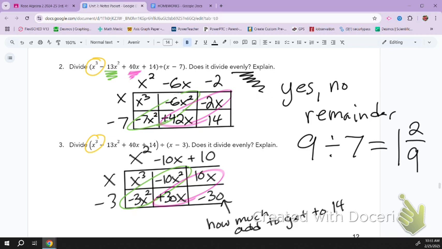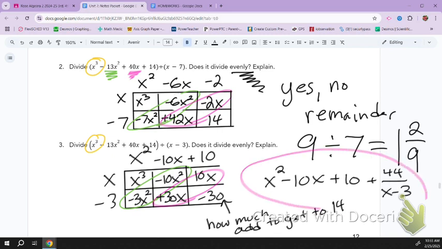So here's how I write my answer. My answer still comes out of the top, but now I have an extra 44 over my divisor. This does not divide evenly. No, we get a remainder. Are we okay with that remainder and how we got 44? I'm at negative 30, but I want positive 14, so I'd have to add 44.